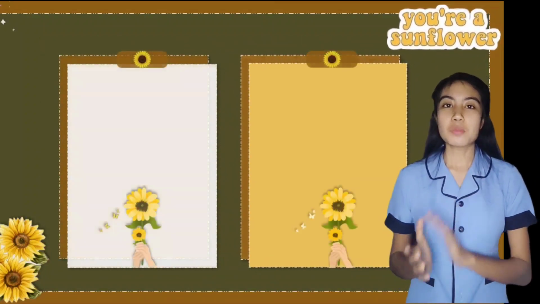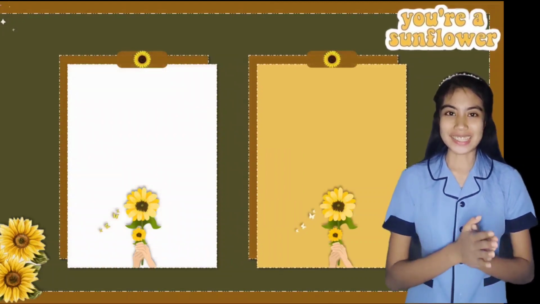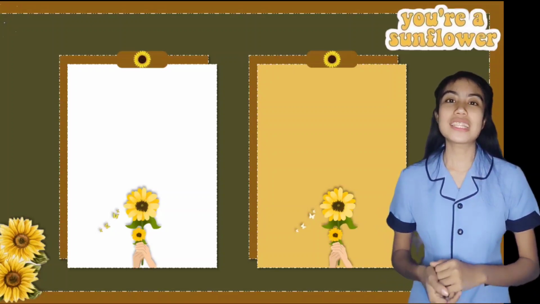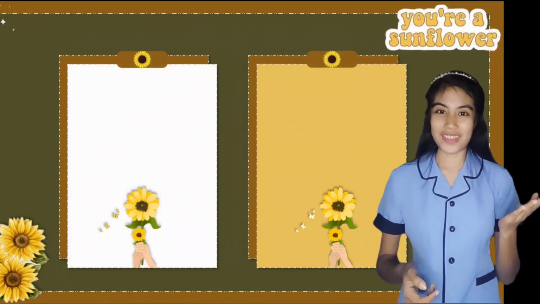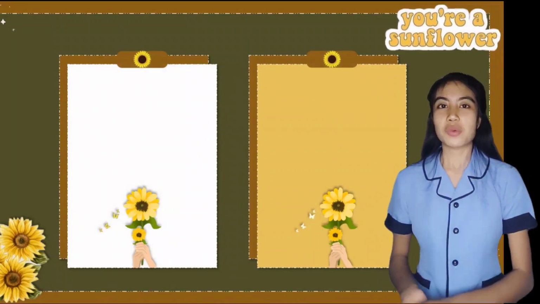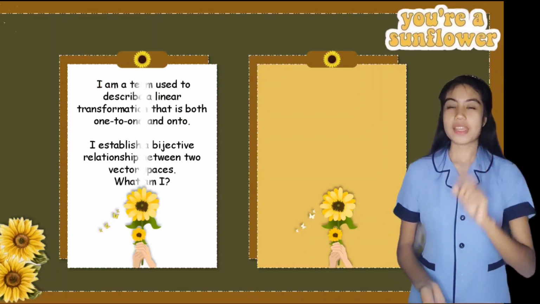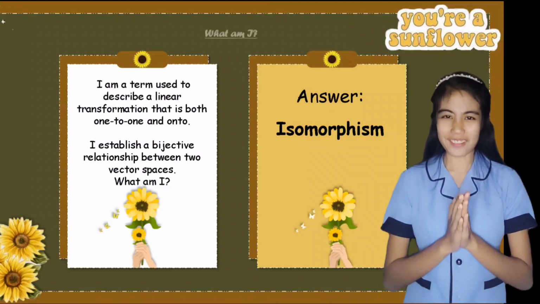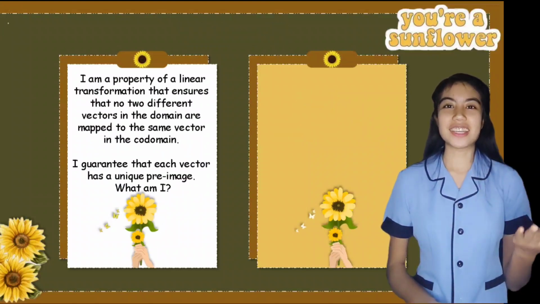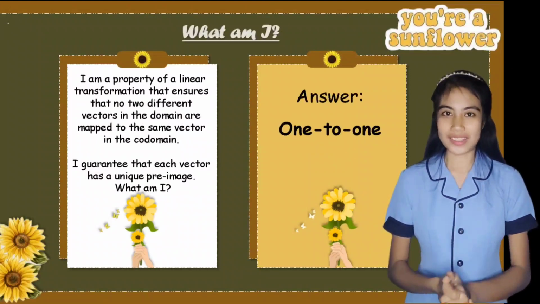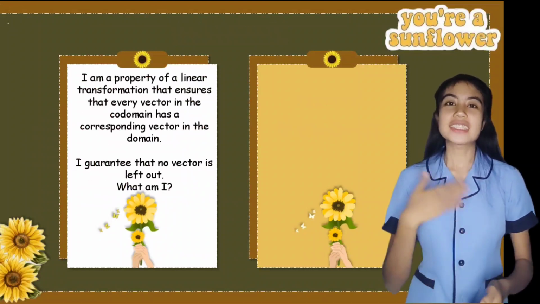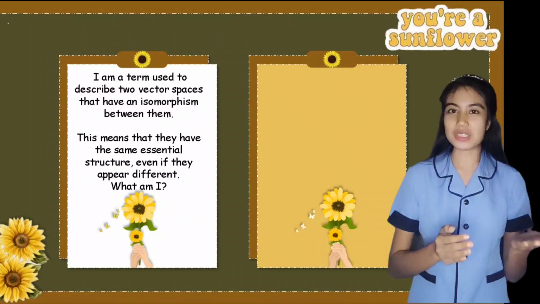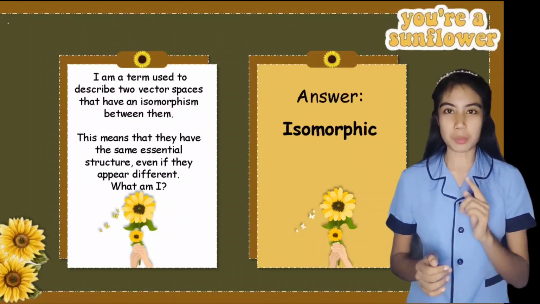Okay, let's move on to our activity entitled What Am I? So in this activity, you will guess the answer based on the given definition. So let's start with question number 1. The answer is isomorphism. Very good. Next, the answer is one-to-one. Very well. Next, the answer is onto. Wow, fantastic. And for the last one, the answer is isomorphic.